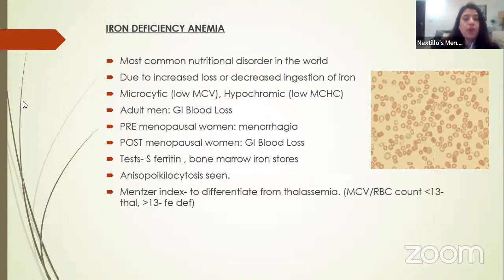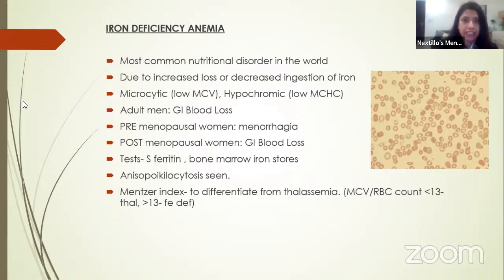Now, anisopoikilocytosis is seen in iron deficiency anemia. I know it's a huge word. It sounds like some gibberish, but let's break it down. So anisopoikilocytosis means, aniso means that there is a variety of shapes and sizes of cells. So in an iron deficiency anemia, you'll find a normocyte, you'll find a microcyte.